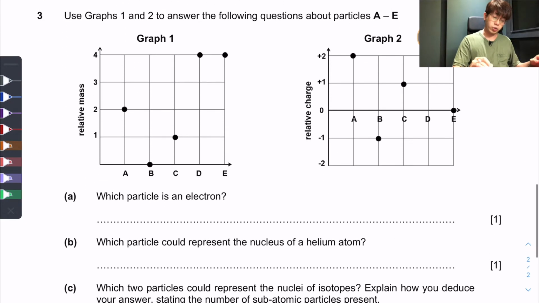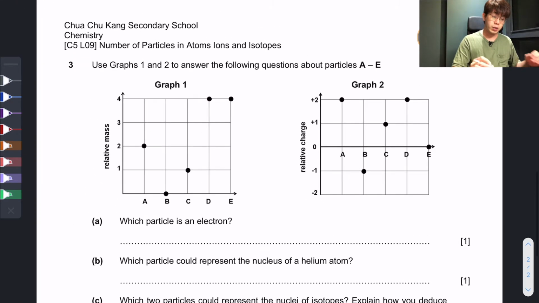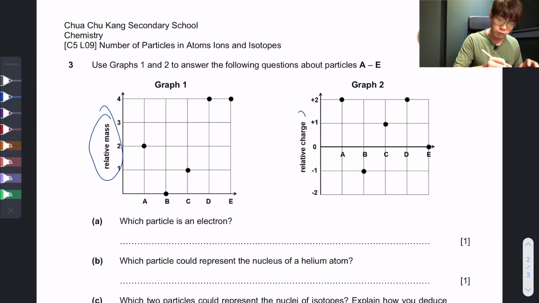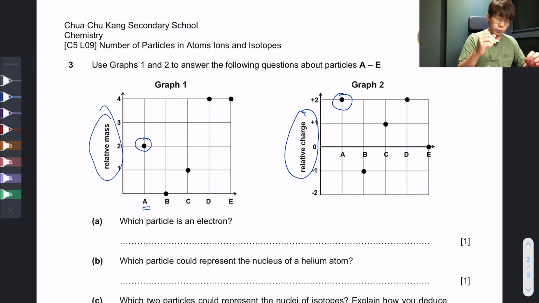Okay, the last question, this graph over here. So we need to understand this graph. Graph 1 and graph 2 have different axes. One is relative mass, one is relative charge. So how we read this graph is that particle A has a mass of 2 and a charge of +2. Okay, so we are going to find which particle refers to electron.